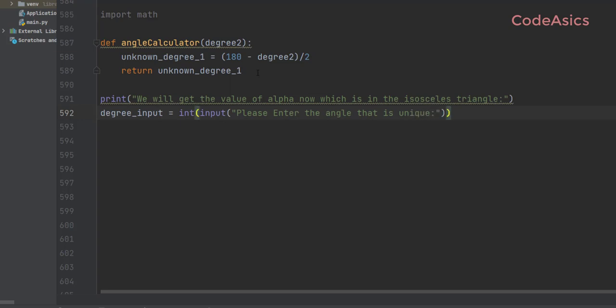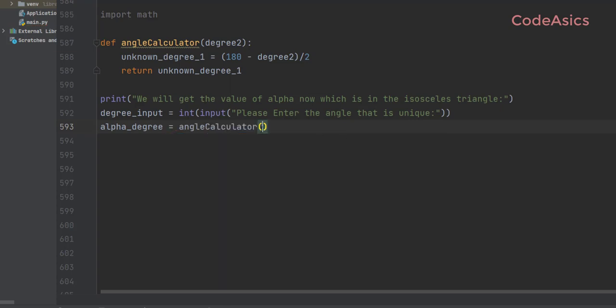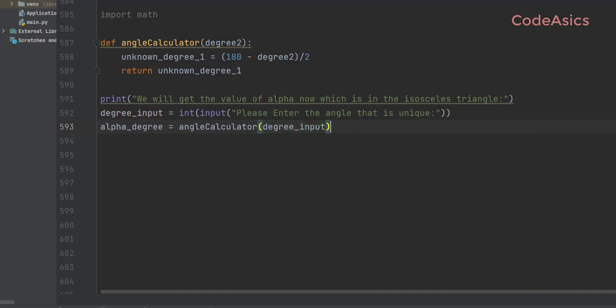Now after we have got that angle, we need to call the function. As I mentioned to you, we are passing this over here. From 180 it would be subtracted and divided by 2 and it would be returned to us. So that's the simple logic there. So this is the alpha degree, which is equal to, I am calling this function, right, and inside this function I'm going to send in this input. So that's it, story done.